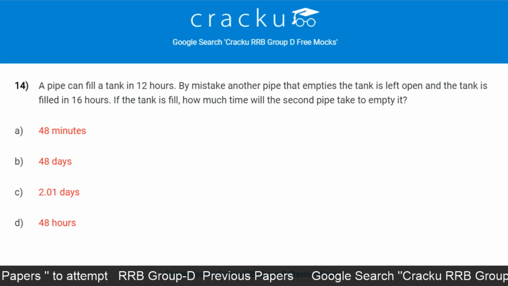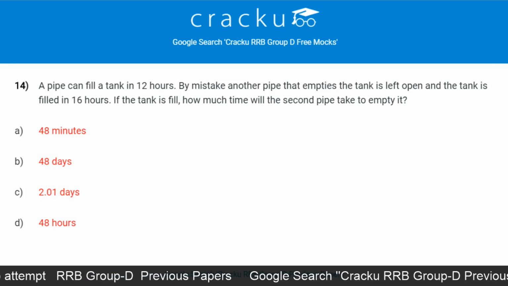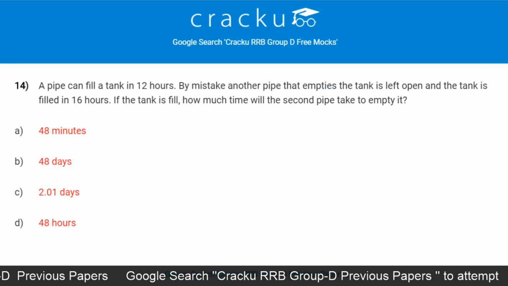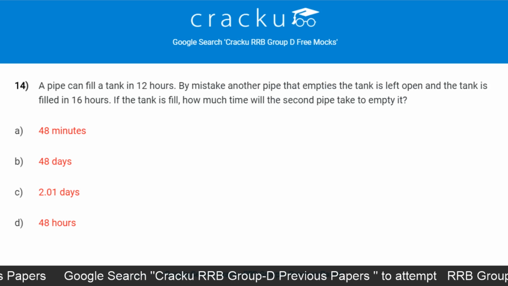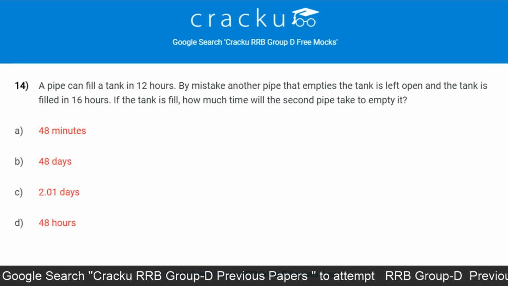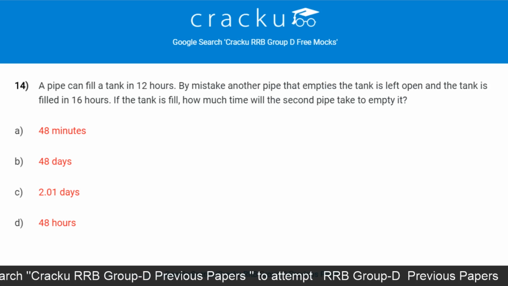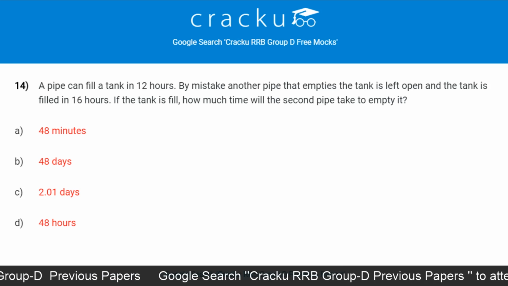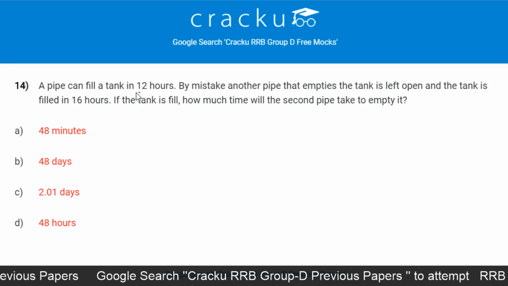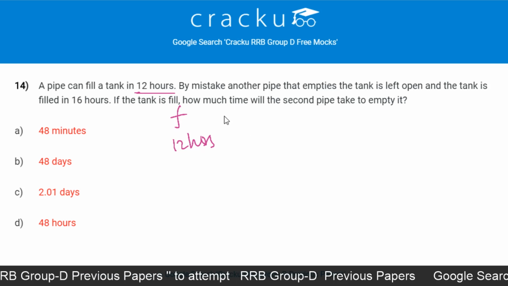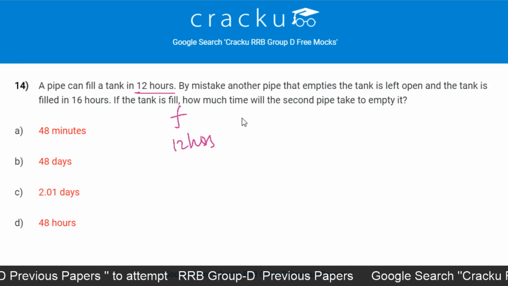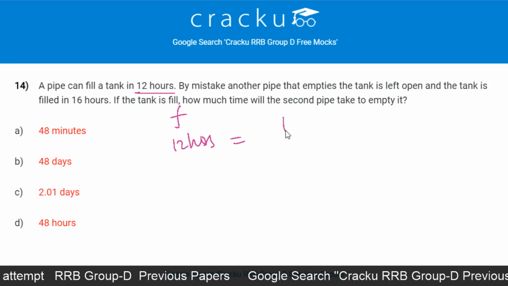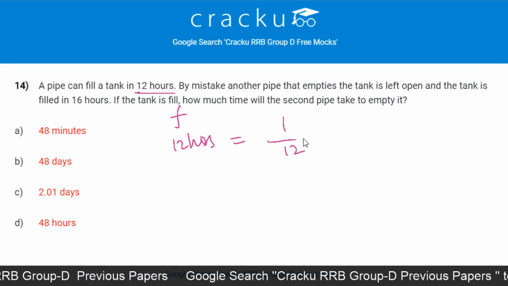Next question. A pipe can fill a tank in 12 hours. By mistake, another pipe that empties the tank is left open and the tank is filled in 16 hours. If the tank is filled, how much time will the second pipe take to empty it? So given that the time taken for a pipe to fill is 12 hours. That means the amount of work done by the tap in 1 hour is nothing but 1 by 12.